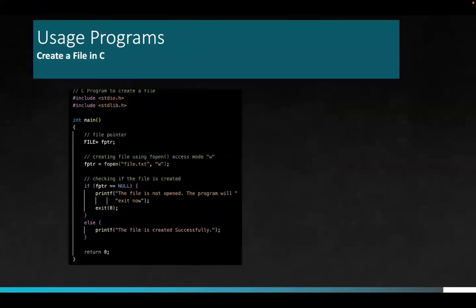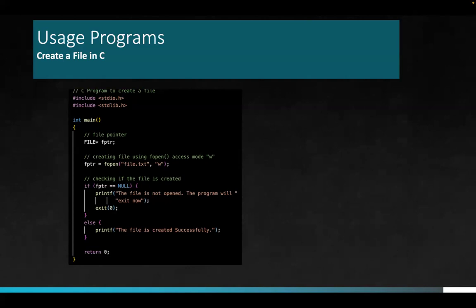Next one, how to create a file in C. If you want to create a file, what you have to do? Again, declare the file pointer. A file pointer is mandatory whenever you are doing any operations on a file. How to create a file pointer?